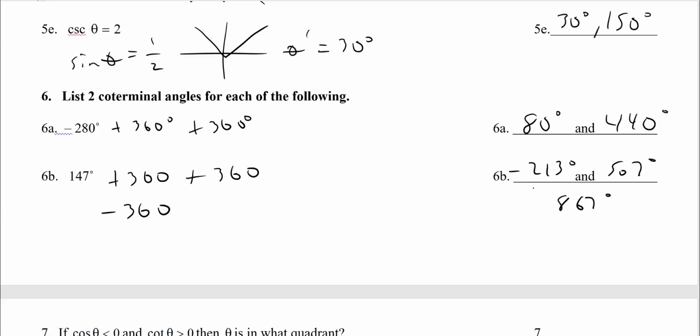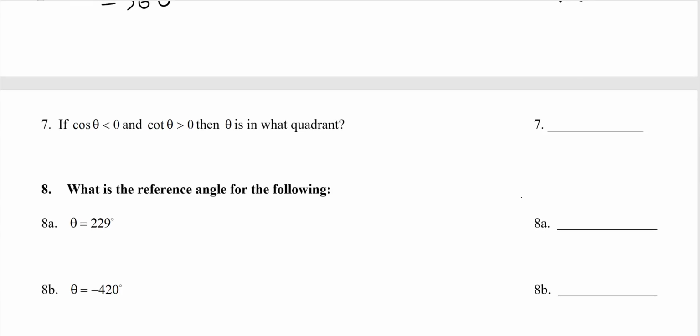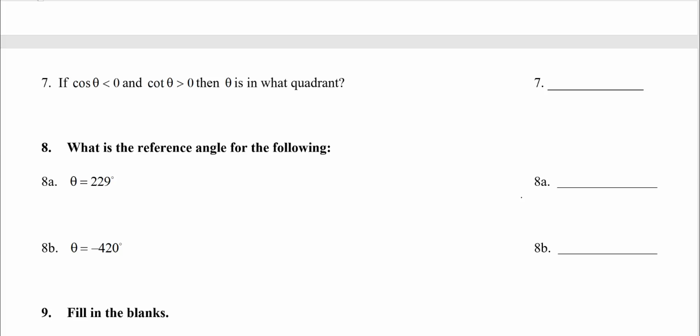Okay? All right. Number 7. If cosine of theta is less than 0 and cotangent of theta is greater than 0, then theta is in what quadrant? So think about it, math fans. Cosine is negative in this quadrant and this quadrant, right? And then cotangent is positive in this quadrant and this quadrant. So where the overlap is, quadrant 3.